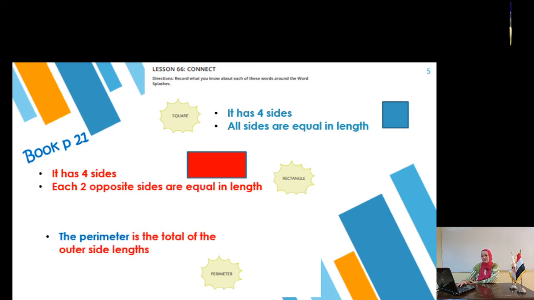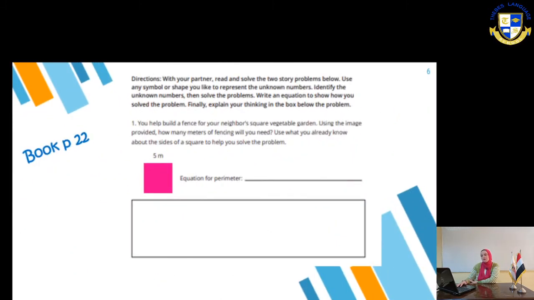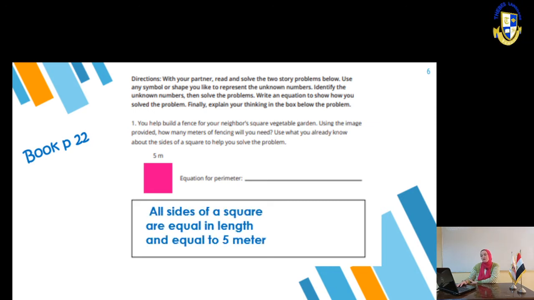Okay, in the next page, with your partner, read and solve the 2 story problems below. Use any symbol or shape you like to represent the unknown numbers. Identify the unknown numbers. Then solve the problems. Write an equation to show how you solved the problem. Finally, explain your thinking in the box below the problem.